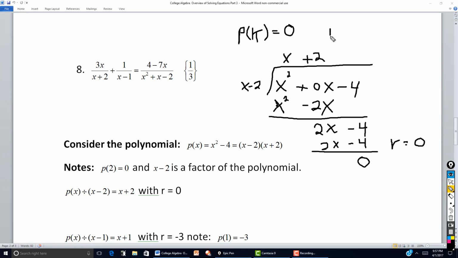Well, that tells me that this is the remainder. If I were to divide the polynomial by x minus k, the remainder would be 0. So p of negative 2, as I pointed out, is also 0. So that means that if I were to divide the polynomial by x minus a negative 2, which is x plus 2, the remainder would also be 0.